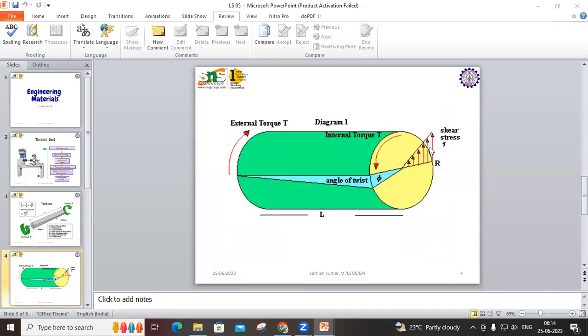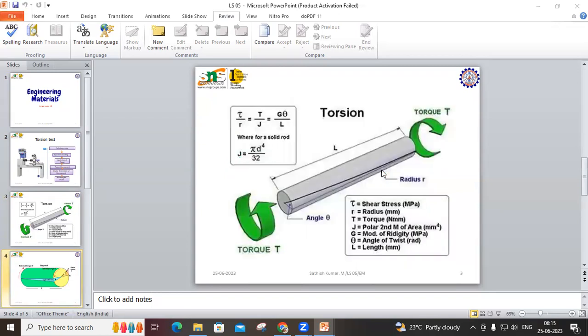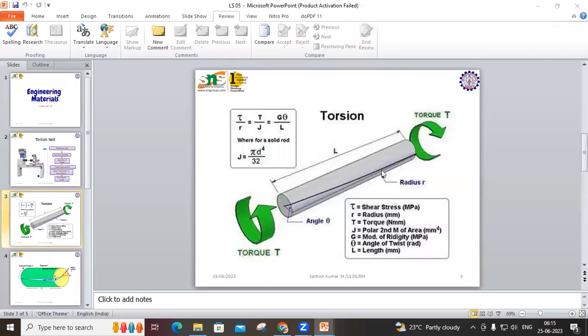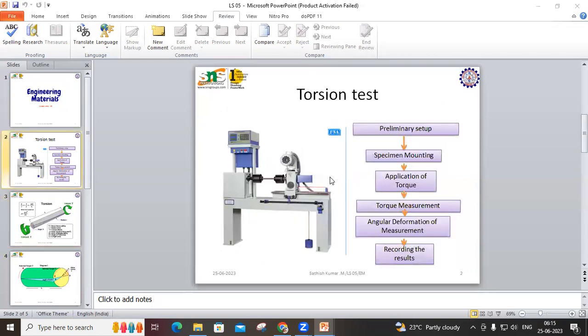We have a shear stress distribution diagram here, where the external torque is applied and there is an internal torque on the fixed side, and the shear stress is developed in this area. The angle of twist is measured from the initial point to the final point of the torque, and when it is released the material regains its original position, so that we can use this for drive systems. So this is all about the torsion test.